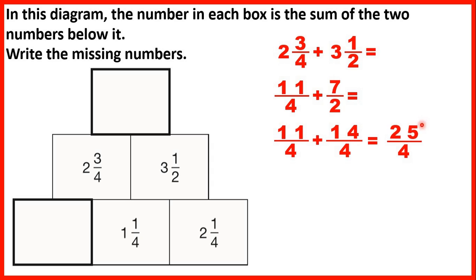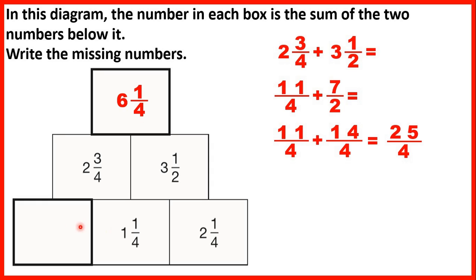So that gives us 25/4, and turning that back into a mixed number, we have 6 1/4, because 25 divided by 4 is 6 remainder 1, and the denominator stays the same. Or because 6 times 4 is 24, plus 1 is 25, and that's the numerator of our improper fraction. But now let's find this box here.